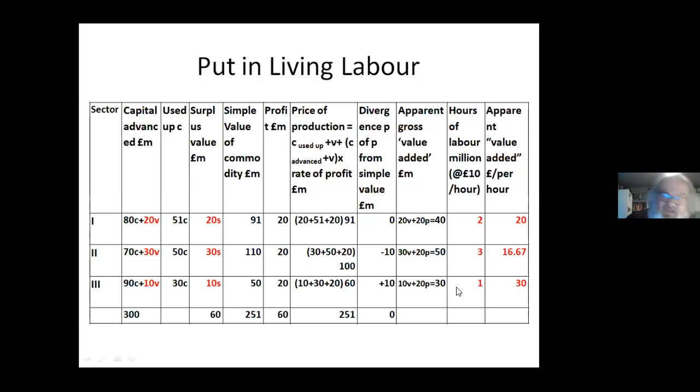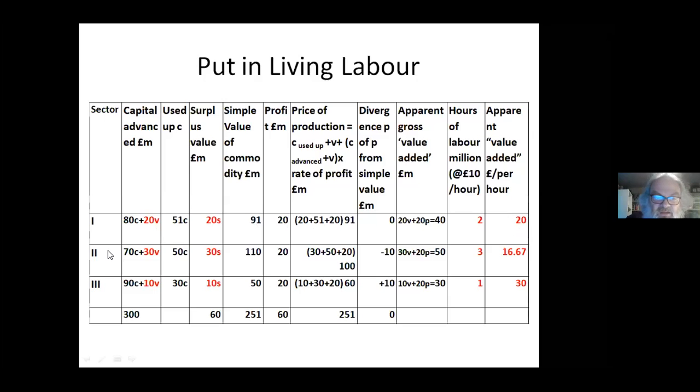Million pounds at £10 an hour, there'd be 1 million hours of labour. Now, look at this. The apparent value added: here we have a profit of 20 with 2 million hours of labour. This means that we also have a profit plus variable capital of 40, which means that 2 million hours of labour are going to be producing profit plus variable capital. In other words, the so-called value added at the rate of £20 an hour.